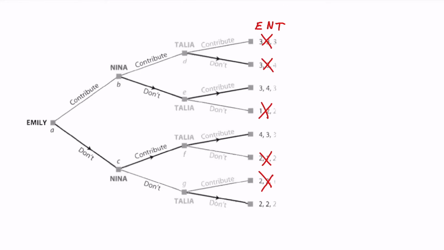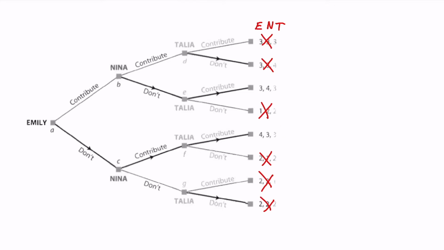Okay. Let's do the same thing for the second subtree. Here, what do you think Nina will do? Stop the video here and think about it. She would choose to contribute to get 3 points instead of 2. So, we can eliminate this one as well. Nice. Finally we are left with only 2 options.